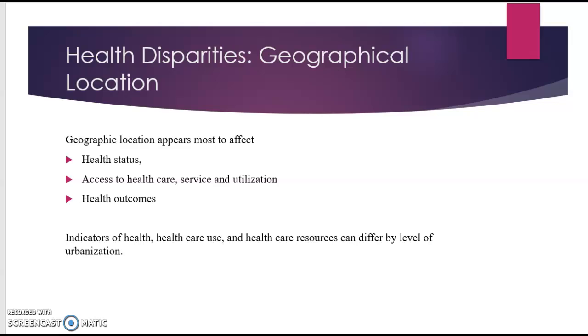Health status, access to health care, and health outcomes vary by geographic location. It also examines which aspects of location appear most to affect healthcare access, service, and utilization. Indicators of health, healthcare use, and healthcare resources can differ by level of urbanization.